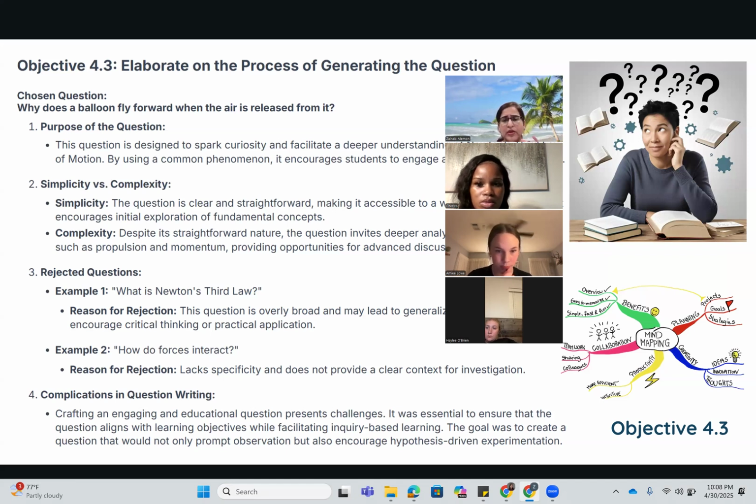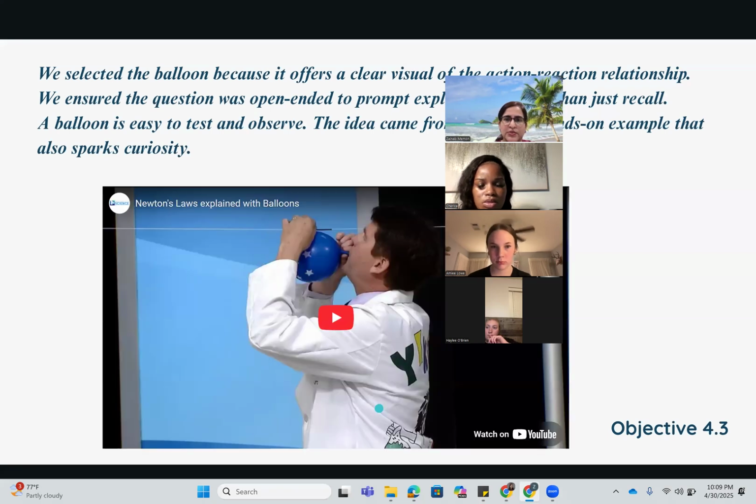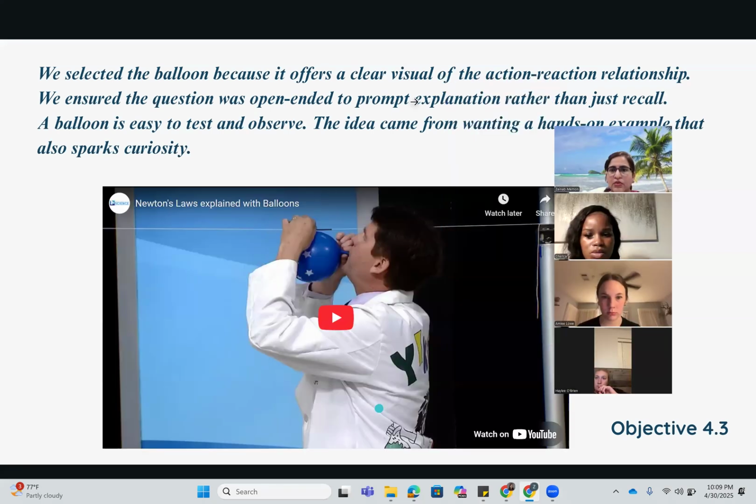When we were writing objectives 4 and 5, because they're interconnected, it was hard to choose a question. There was some complication in question writing. Crafting an engaging educational question presents a challenge. It was essential to ensure that the question aligns with the learning objective, which is Newton's third law of motion. The goal was to create a question that would not only prompt observation, but also encourage hypothesis-driven experimentation. We selected this experiment on the basis of the visual action-reaction relationship.